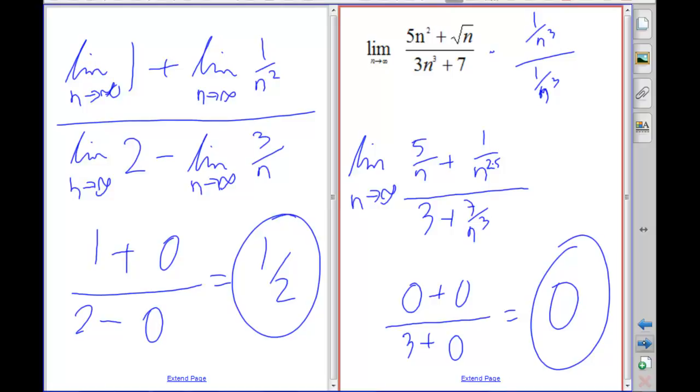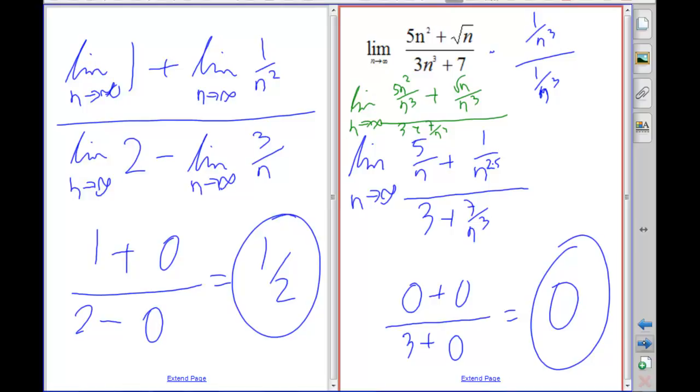What, you don't believe me on this? Let me show you. Limit as n goes to infinity of 5n squared over n cubed plus square root of n over n cubed, all over 3 plus 7 over n cubed. This is n to the 1/2 power, so you subtract the two powers, and you get n to the negative 2.5, or 1 over n to the 2.5. I picked the biggest power in all the different terms. That's what we use to judge this.